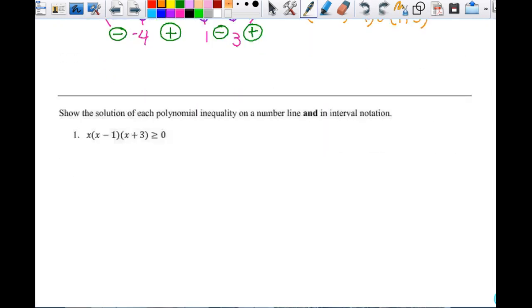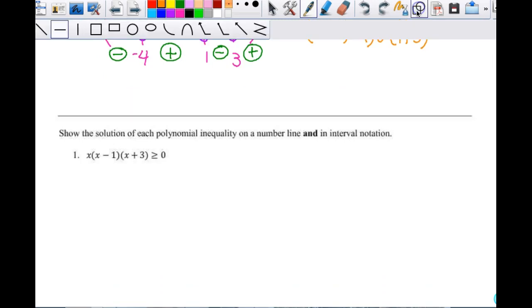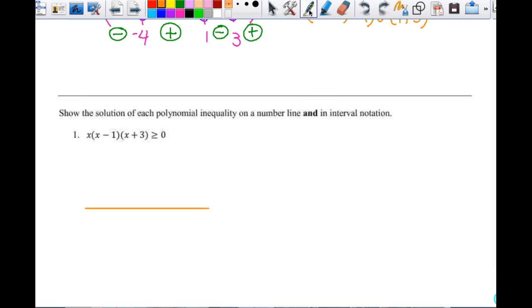So it says, same thing, show the solution of each polynomial inequality on a number line and in interval notation. So here's my number line. There we go. Here's my number line. This is already factored for me. That is fantastic. So I need my solutions.